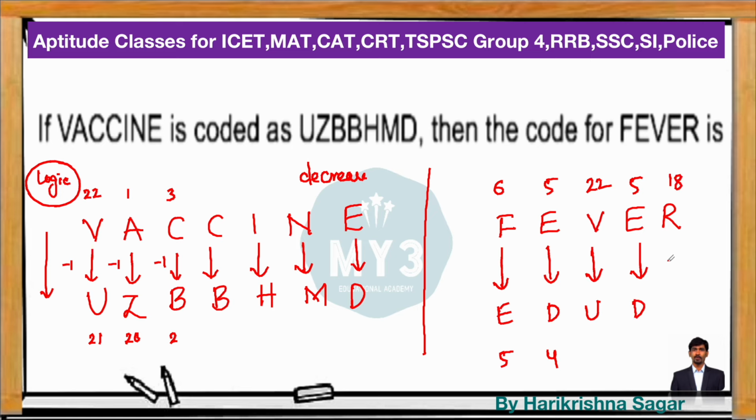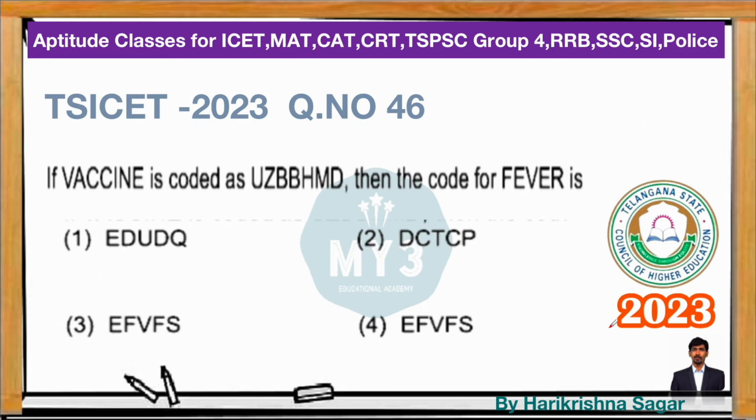And R is 18. 18 minus 1, 17. 17 is Q. So your answer choice must be E, D, U, D, Q. So which is available as option 1 for us. You can mark it as an answer choice. Hope it is clear for you.